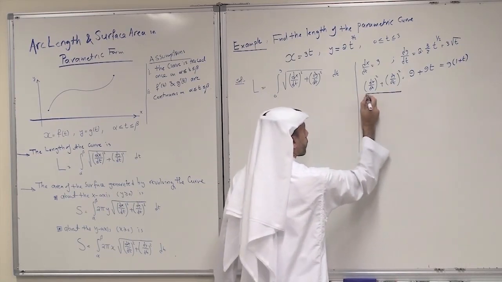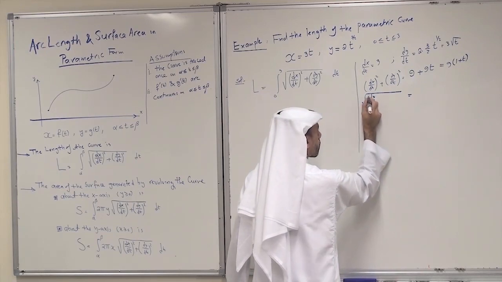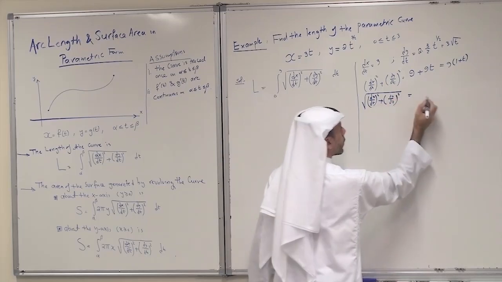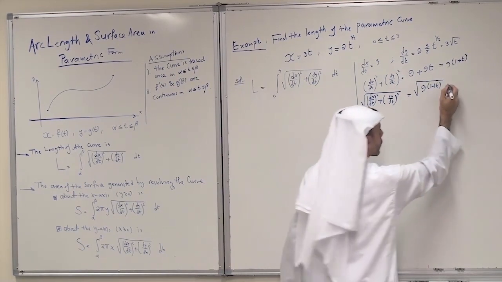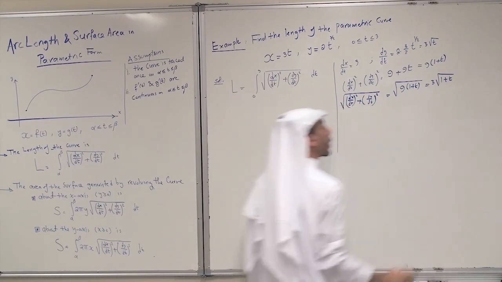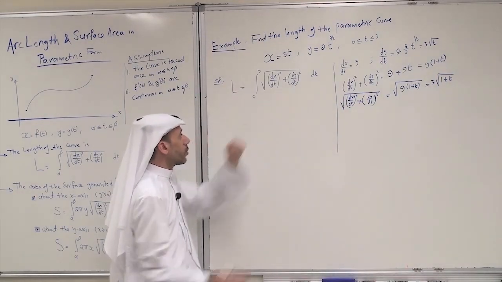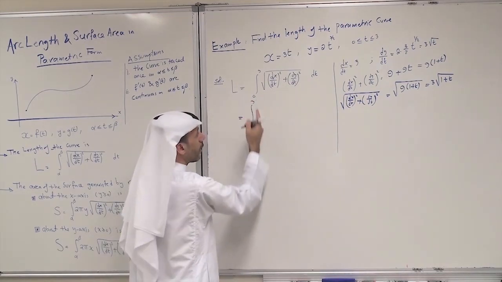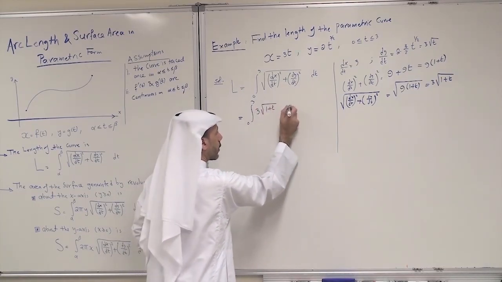Now take the square root of the same quantity, (dx/dt) squared plus (dy/dt) squared. Well, this is the square root of 9(1 + t). And this is just 3 root 1 plus t. Now this is the integrand. Now just substitute here, you get the following: the integral from 0 to 3. The radical equals 3 root 1 plus t, dt.